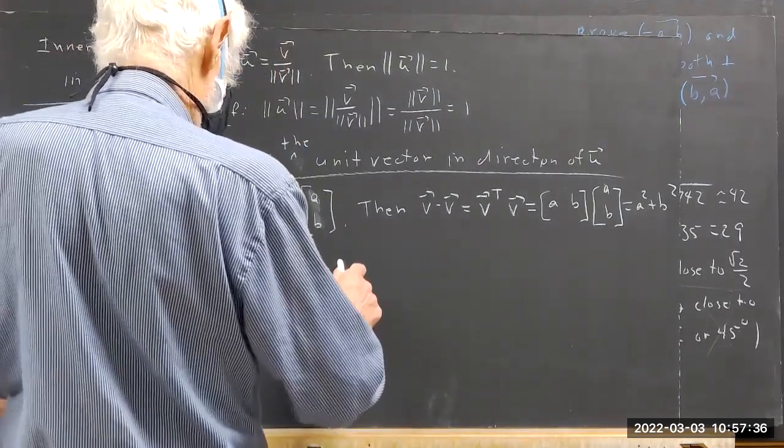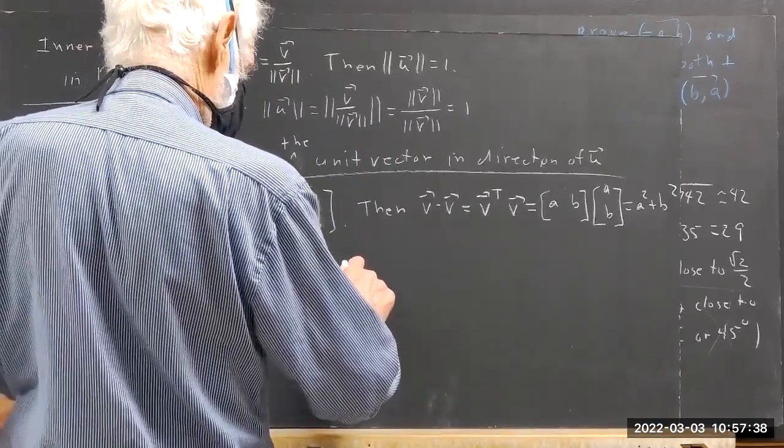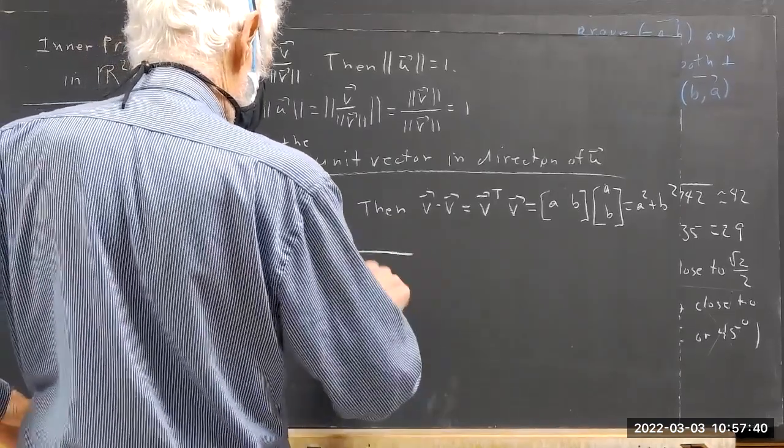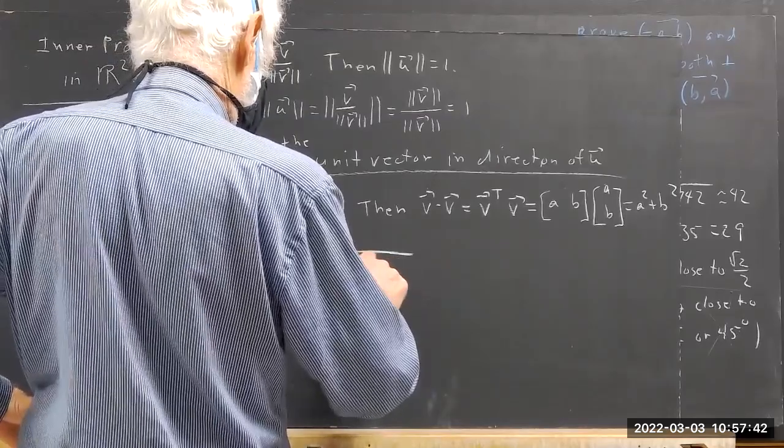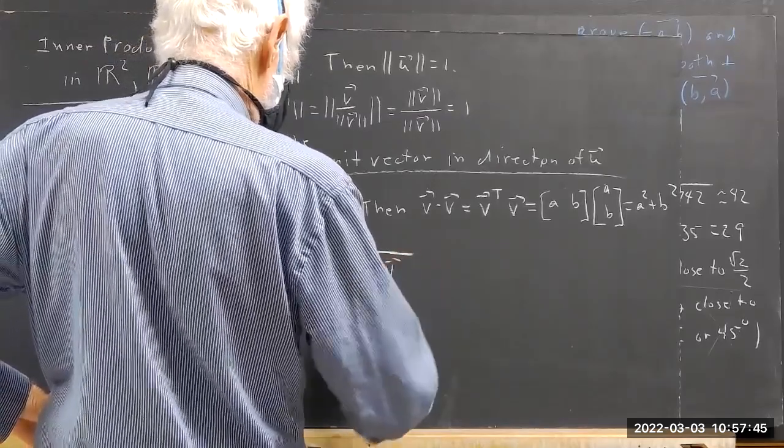The magnitude of V is the square root of V transpose times V.